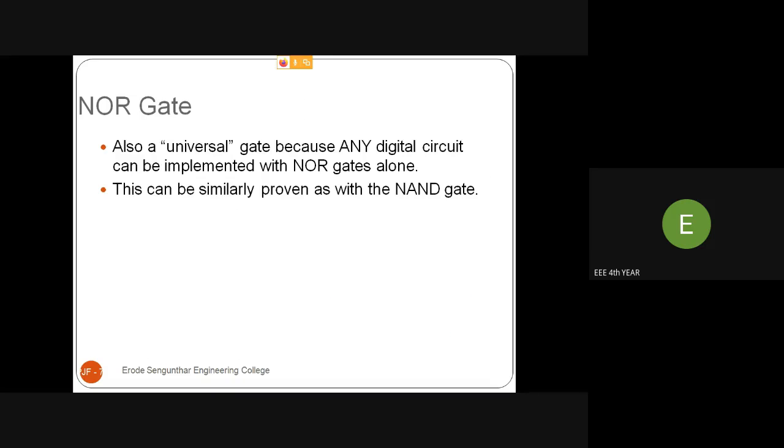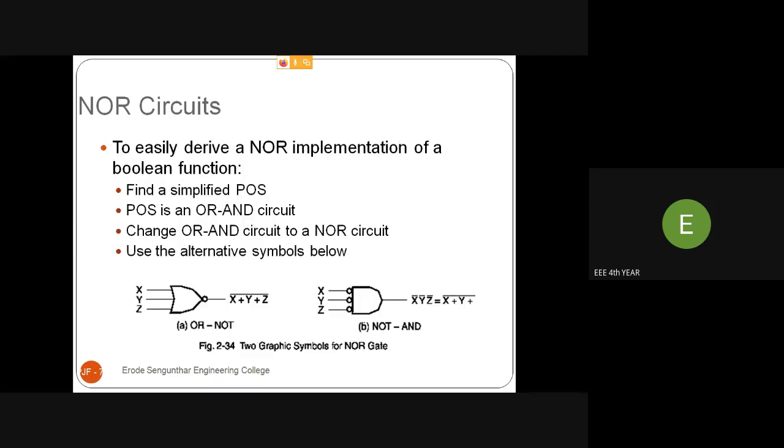Now you see the NOR gate. The NOR gate is also called a universal gate because any digital circuit can be implemented with NOR gates alone. This can be proved in the same way as with NAND gates. In the first circuit, OR plus NOT is called the NOR gate. You can implement this using the NOT gate.